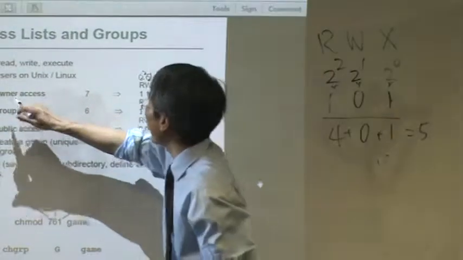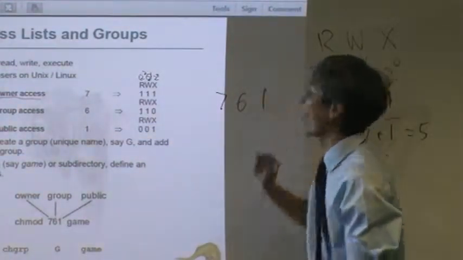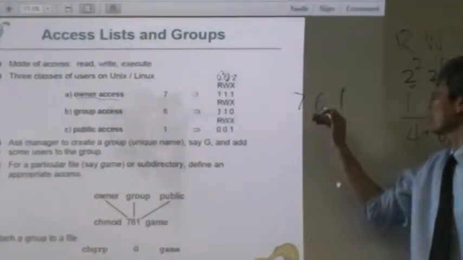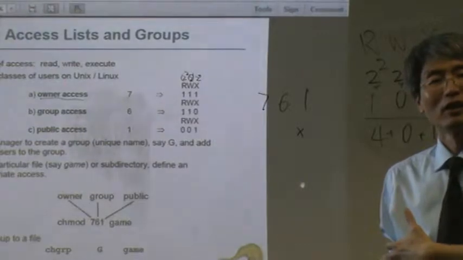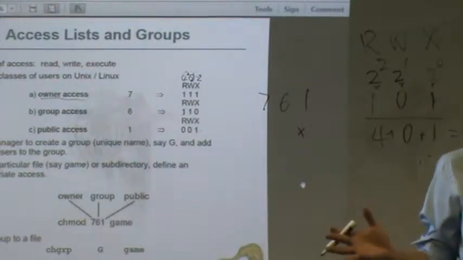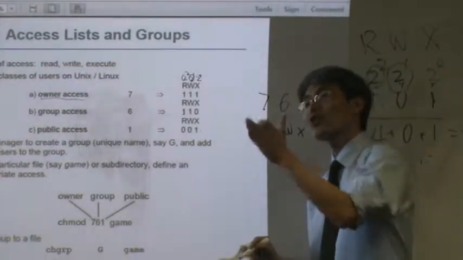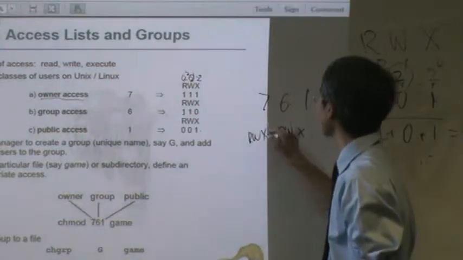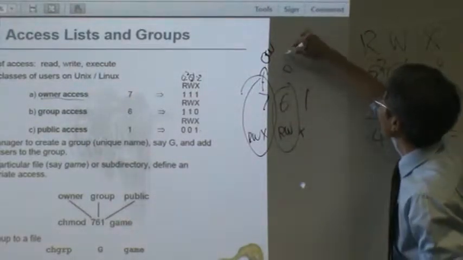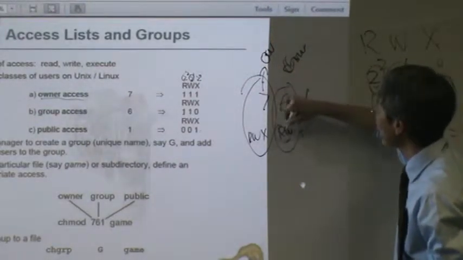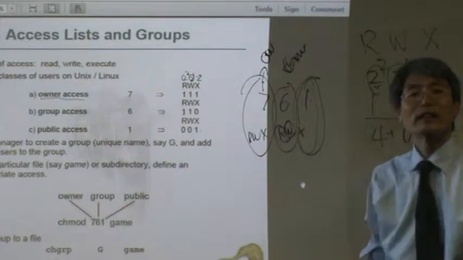So when we are saying owner access is a 7, group access is a 6, public access 1 means execution only. How can you make the 6 using 2 to the power? 2 plus 4, that's the only way. Right? So 2 plus 4 means read, write. And 7 means 1 plus 2 plus 4, that is read, write, execution. So the owner has all permission. The group has read and write permission only. For public, only execution permission.